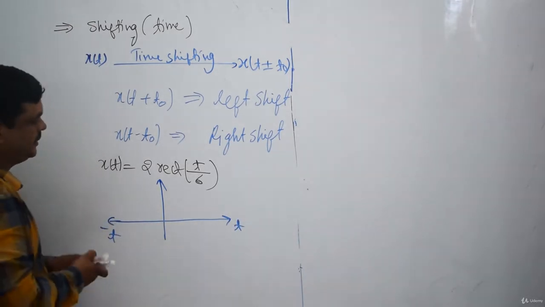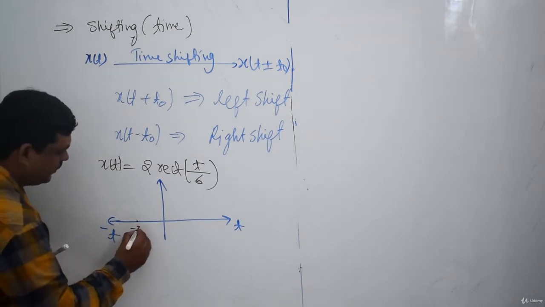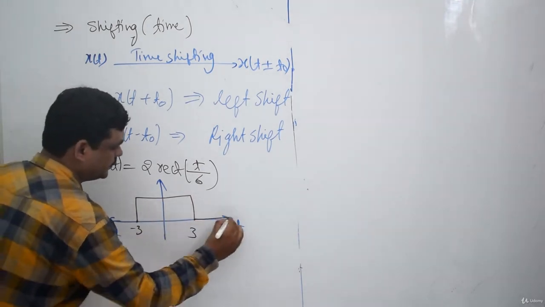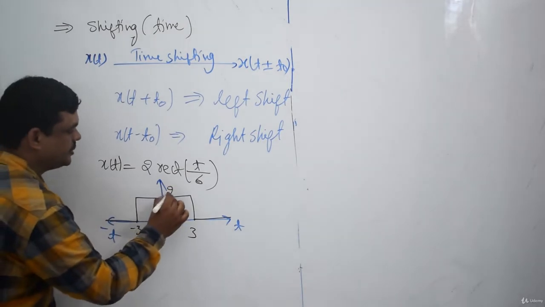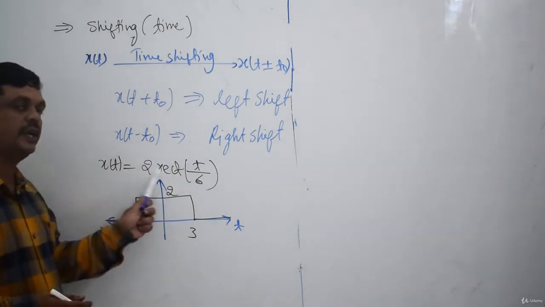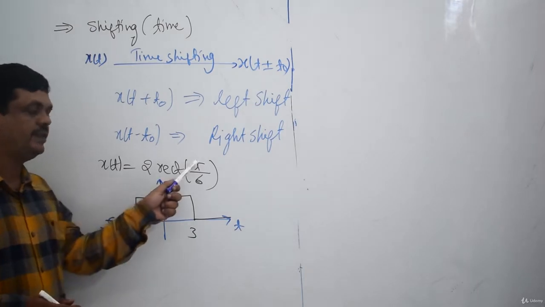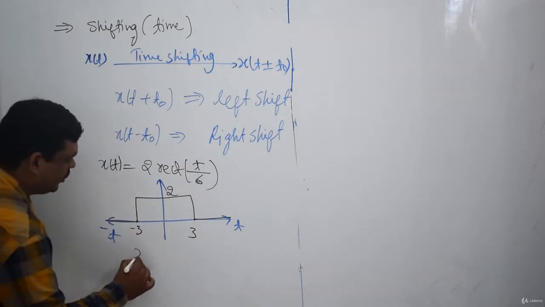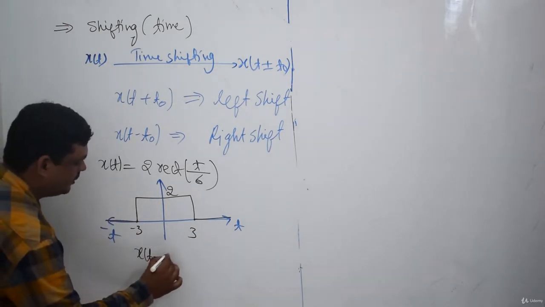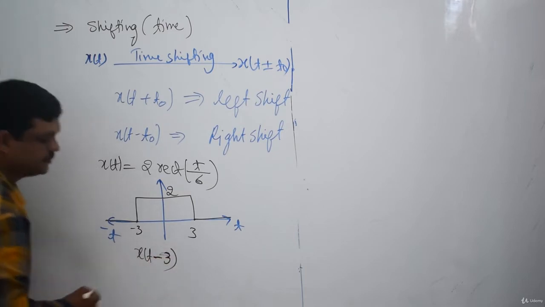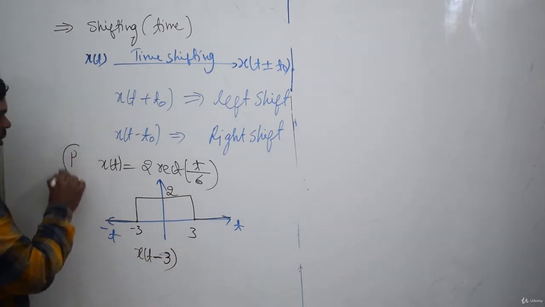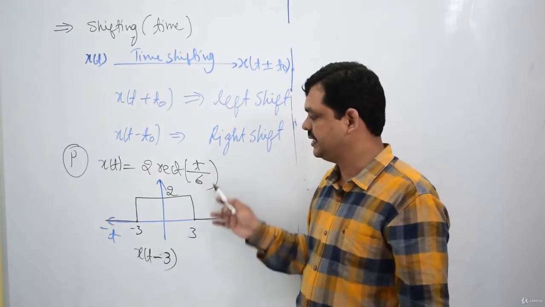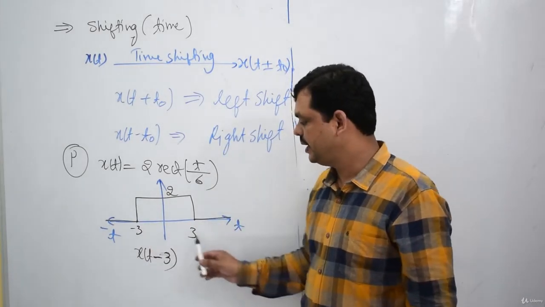Then the graphical representation of the above function is, with respect to time axis, it is defined from -3 to +3 with constant amplitude. This constant amplitude is 2. This function is also called a rectangular function, 2 rect of t by 6. Then I want here one signal x of t minus 3. This is x of t, the given function now. Let us assume this is the given function x of t. So given function x of t is 2 rect of t by 6. It is defined from -3 to +3.